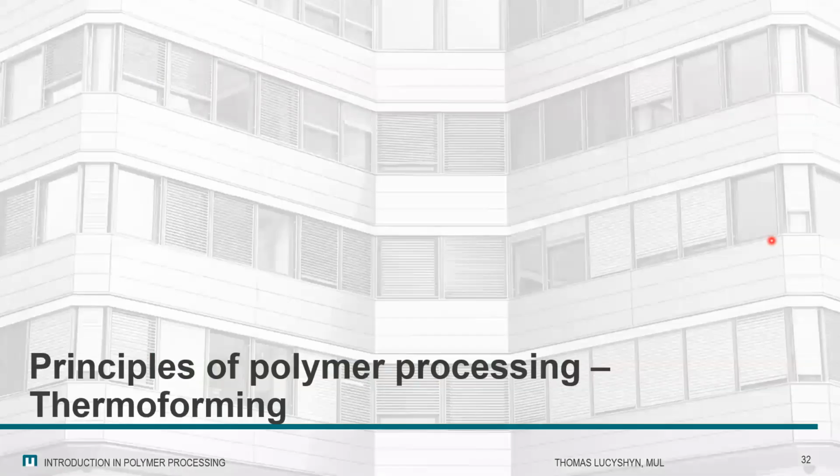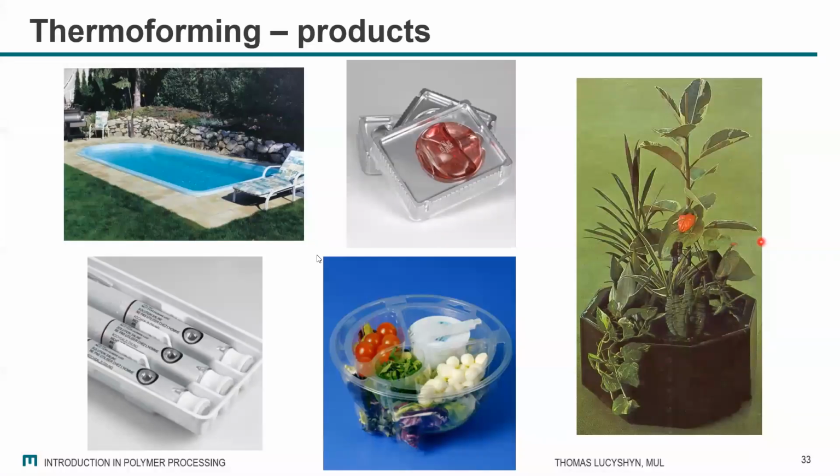Okay, the next process step that I would like to cover is thermoforming. So typical thermoforming products are rather simple products and are typically really for packaging. So packaging of food, of course, can also be used for plants. And also in the large version, also for a whole pool that is thermoformed, starting from a sheet, and then it gets a final shape of this.